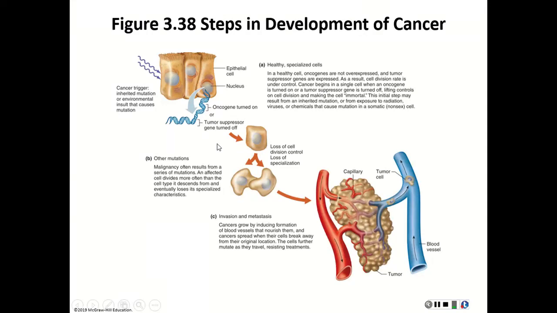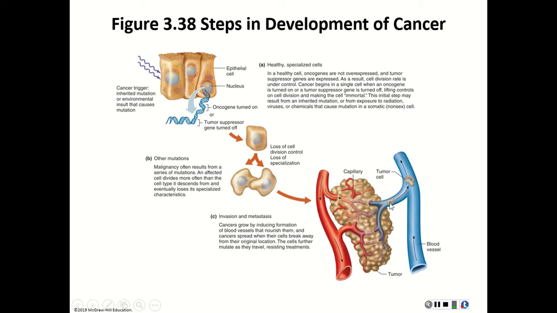Here you can see a little bit of the steps of the development of cancer. There's an imbalance between the oncogenes and the tumor suppressor genes. Either the oncogenes are turned on or the suppressor genes are turned off. So now we have lost the control of the mitosis of the cell. You can see here that we have too many cells being made. These are usually abnormal cells. They're not healthy. They do not look like the mother cell.